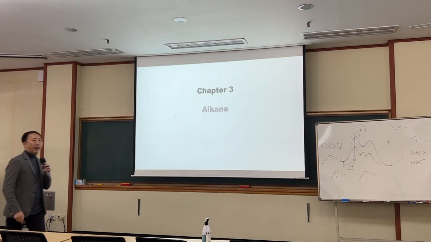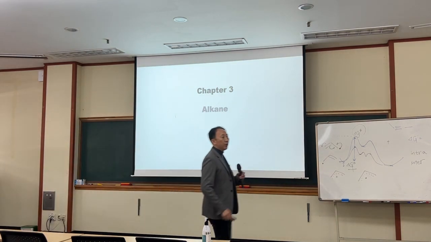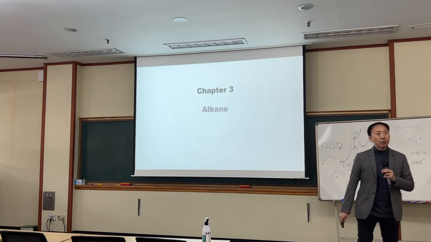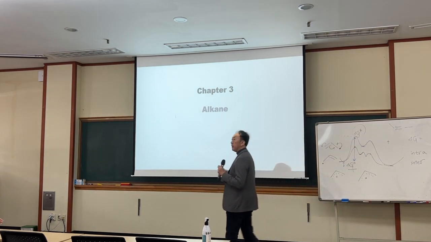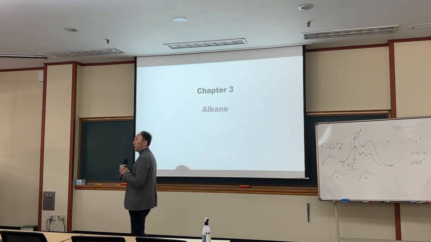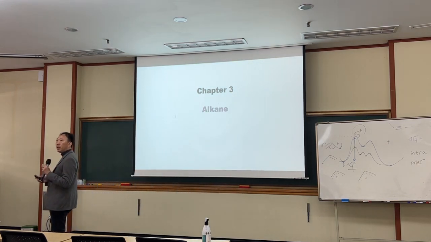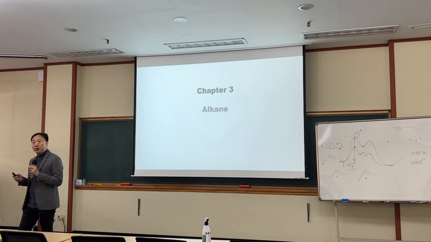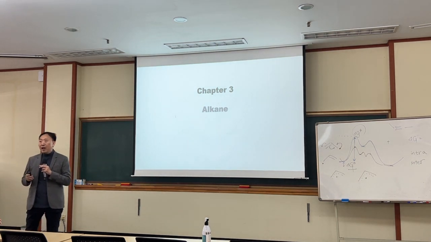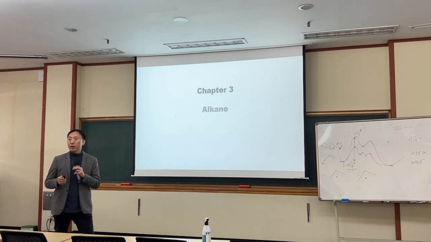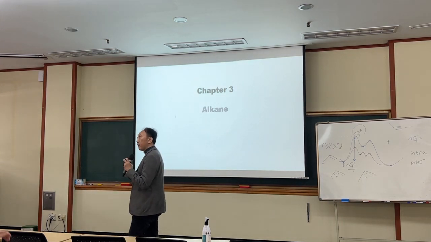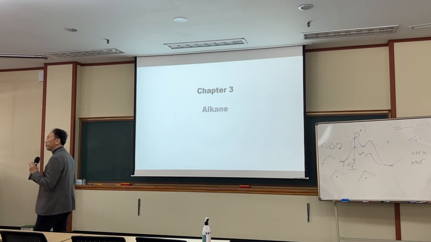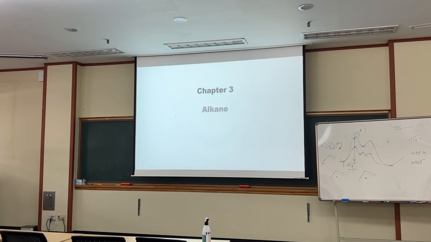Chapter 3, alkane. Now we enter the real organic molecules. Carbon-based molecules which have hydrogen together. Okay. Carbon only cannot be organic. Carbon only can be charcoal or diamond, or with oxygen CO or CO2. Those molecules we don't call organic molecules. So organic molecules should have a minimum of carbon and hydrogen, and as additives, oxygen or nitrogen.